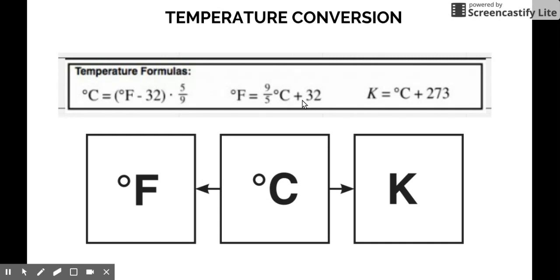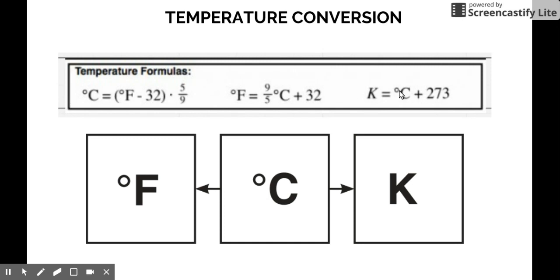The last is from Celsius to Kelvin. There's a direct conversion from Celsius to Kelvin, not from Fahrenheit to Kelvin. If it's Celsius to Kelvin, it's very easy to remember. You just add the value 273. And if you do the reverse, if you want to get Celsius from Kelvin, you just subtract 273, because you need to transpose this to the other side. So you get the Celsius unit. Basically, these are the three formulas you need to remember for temperature conversion.